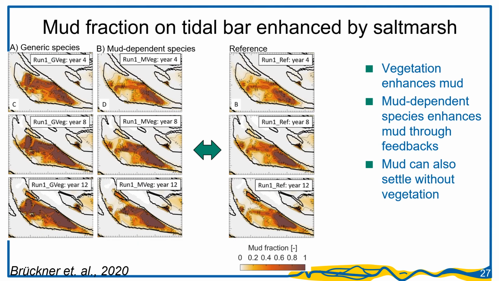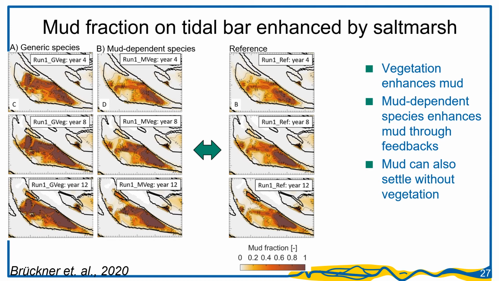Then obviously I'm interested in the mud cover. So this is the associated mud cover with the different scenarios. In A we have again the generic species, and the brown colors are the mud fraction in the top layer, and the browner, the more mud. So we see that there is a lot of mud right from the beginning, which becomes a little more, a little denser with time within the vegetation.